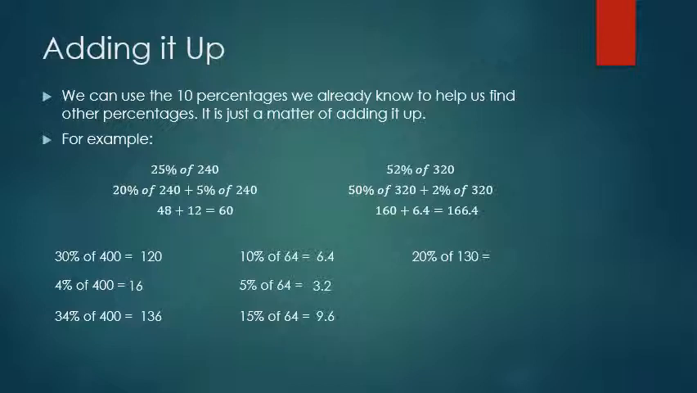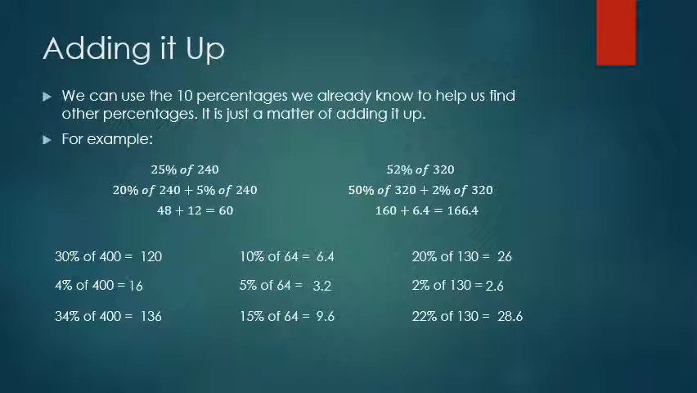20% of 130. Well, we find 10% of 130. We move the decimal one place to the left and get 13. We double it, so 20% of 130 will be 26. 2% of 130. So 1% of 130 is 1.3. We double it to get 2.6. Combine those, and 22% of 130 is 28.6.